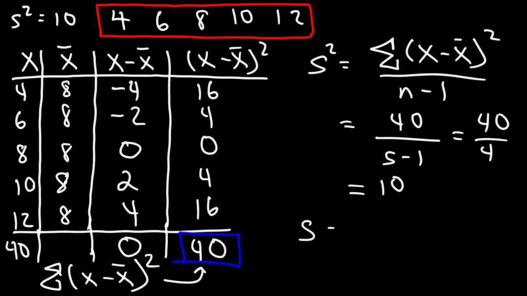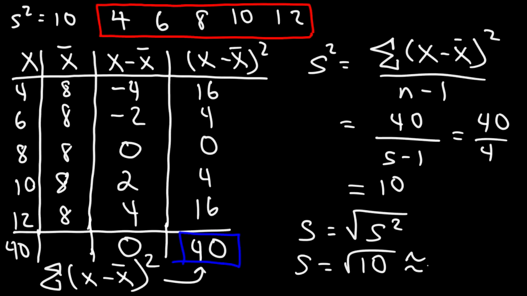Now our next step is to calculate the standard deviation, which is simply the square root of the variance. So it's going to be the square root of 10, which is approximately 3.16. It's like 3.162277, and those numbers go on. But I'm going to round it to 3.16. And so that's a very simple way in which you can calculate the standard deviation and the variance.